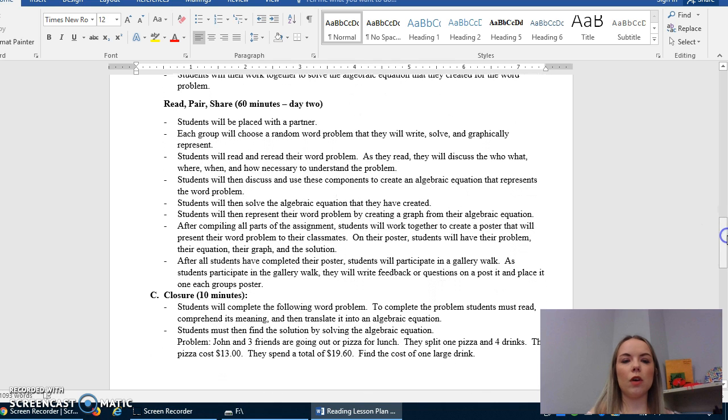For day 2, the first thing we're going to do is a read, pair, share. So students will be placed with a partner. Each group will choose a random word problem that they will create.